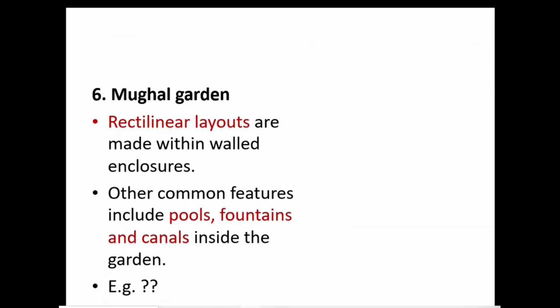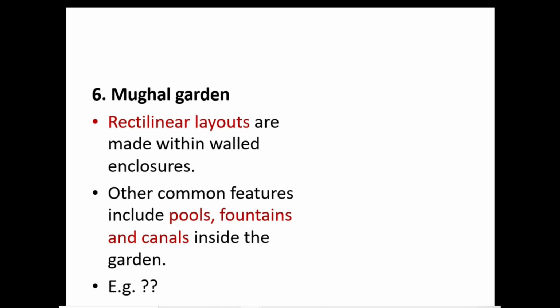Then another one is a Mughal garden. It's quite popular because it requires huge space and rectilinear layouts made with walled enclosures. Common features are pools, fountains, and canals inside the garden. Imagine if the garden had to have pools, fountains, and canals, so the area should be relatively bigger. So this is the best example in India for a Mughal garden, one of the famous places there.